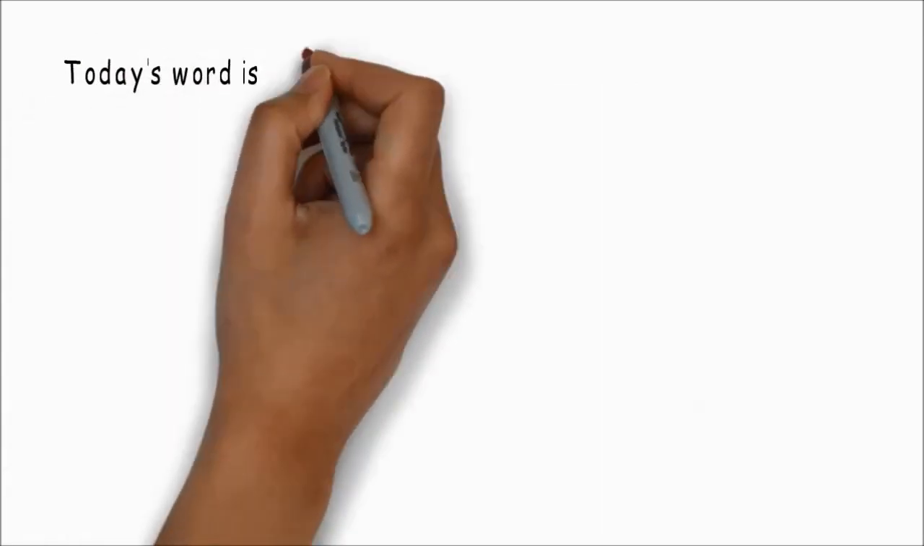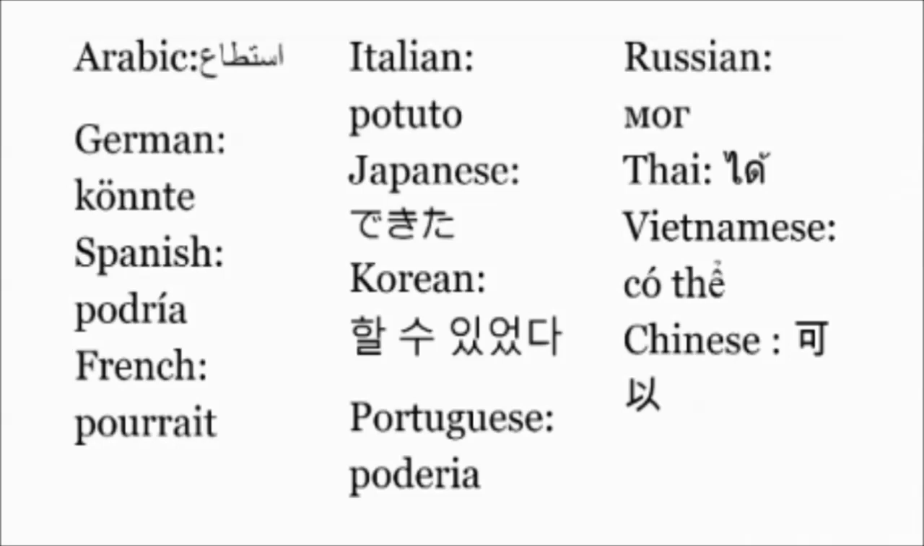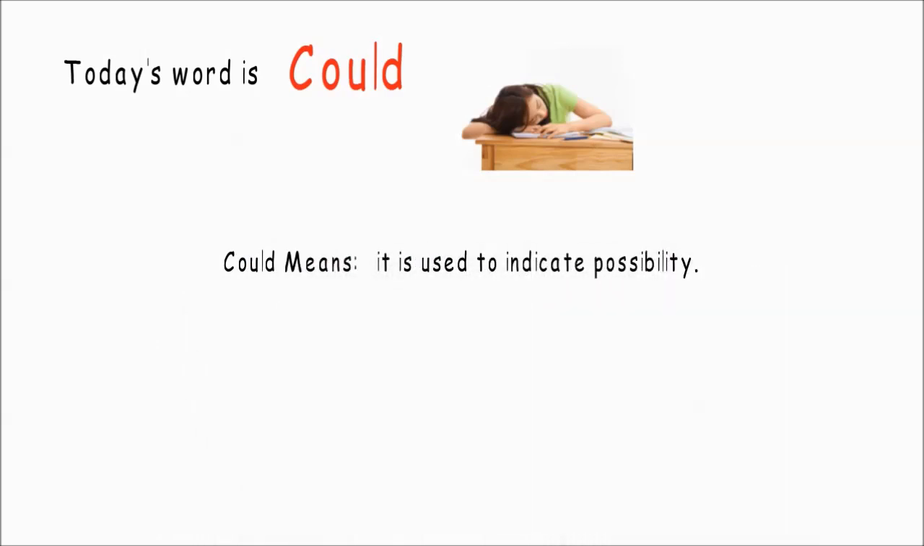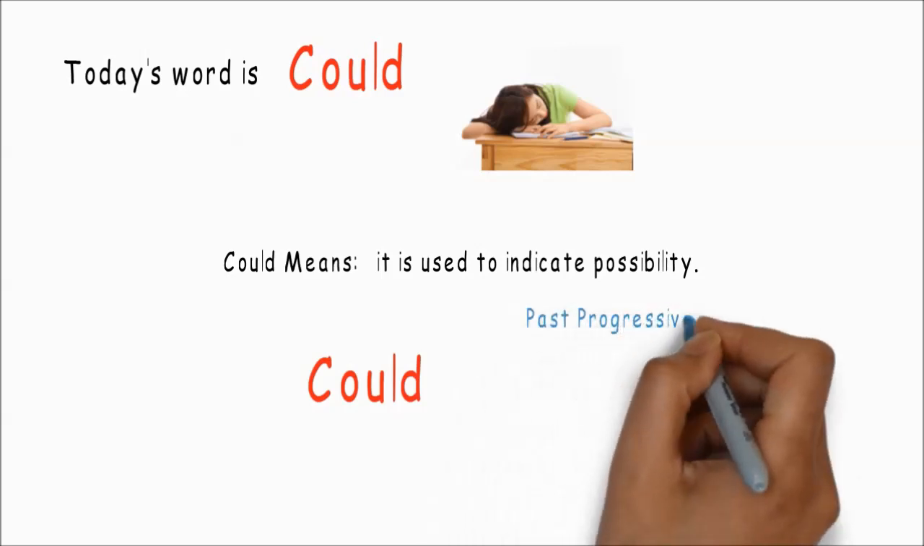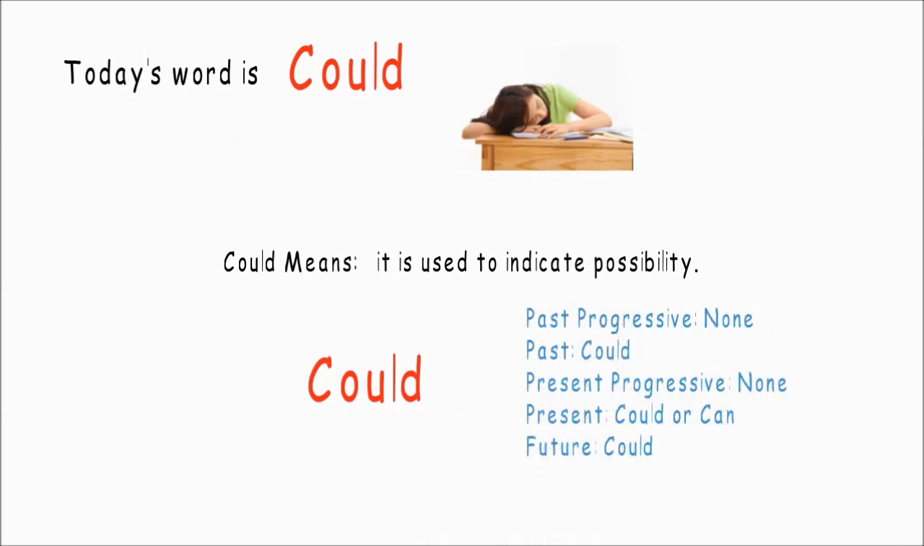Today's word is could. Here's a picture of a girl who could study if she would wake up. Here is could in many languages. Pause the video and find yours. Could is used to indicate a possibility. Could. Past progressive, none. Past, could. Present progressive, none. Present, could or can. And future, could.